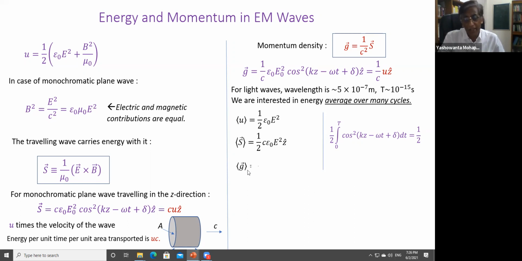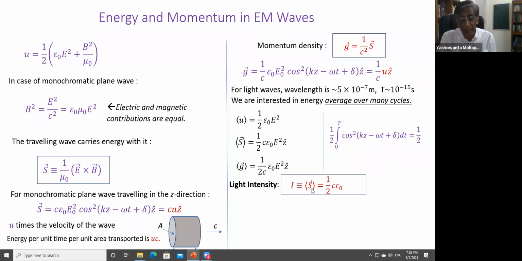It's important, and it's carrying momentum. Half c epsilon naught E square is carrying average momentum, the time averaged momentum, in the direction of propagation. What is important is light intensity. Normally when we talk about light intensity, in terms of these parameters, what is it? It is nothing but the time averaged Poynting vector. So when we say a particular laser is 5 milliwatts, what I mean is that the time average Poynting vector is half c epsilon naught E square z.